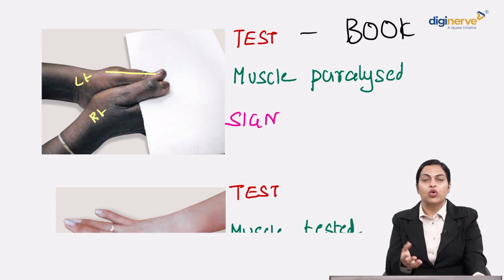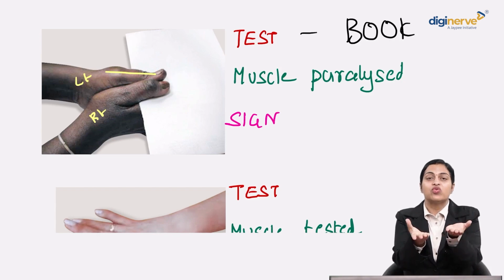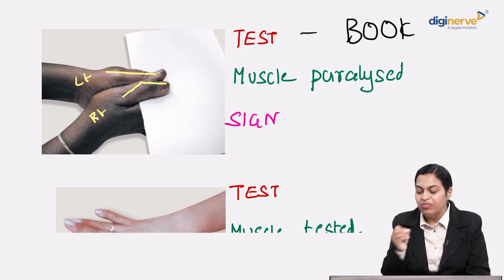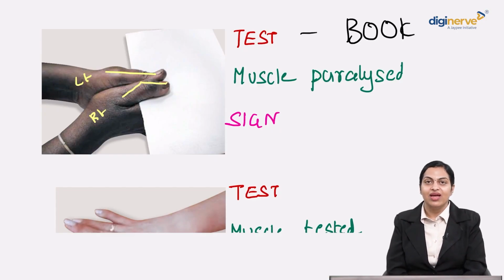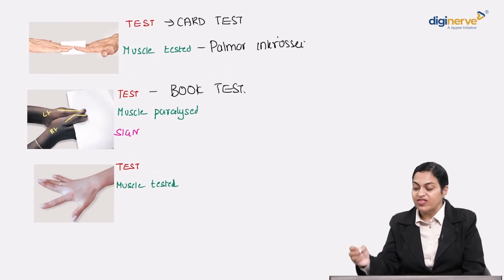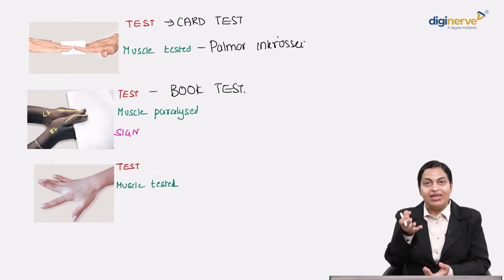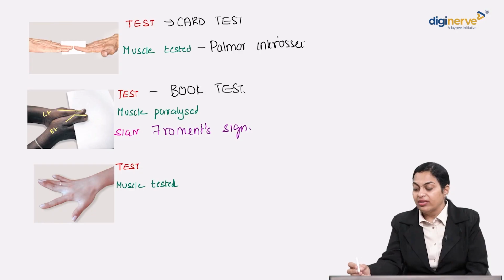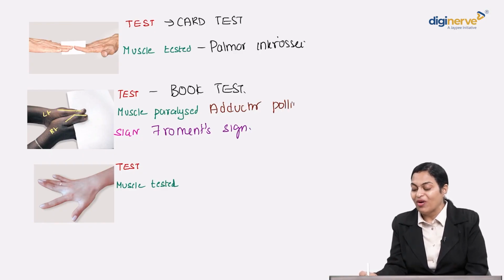and if the adductor pollicis is paralyzed, he will not be able to hold the book using adductor pollicis, using adduction, but still he will try to hold the book by flexion of the thumb. That is what you see here, the thumb being bent, right? Because the adductor pollicis is paralyzed. This bending of the thumb is called Froment sign. And the muscle paralyzed is the adductor pollicis. This question was on adductor pollicis, right?